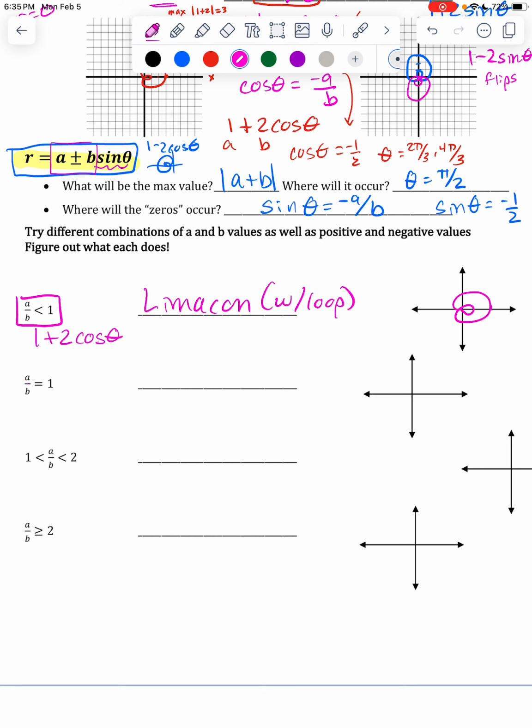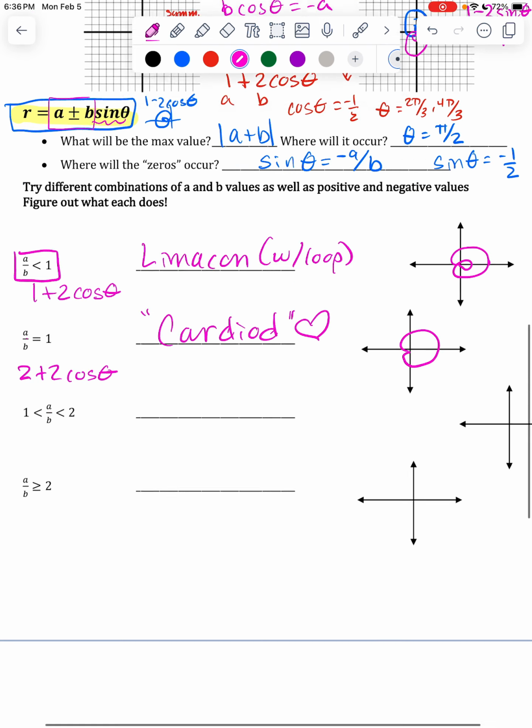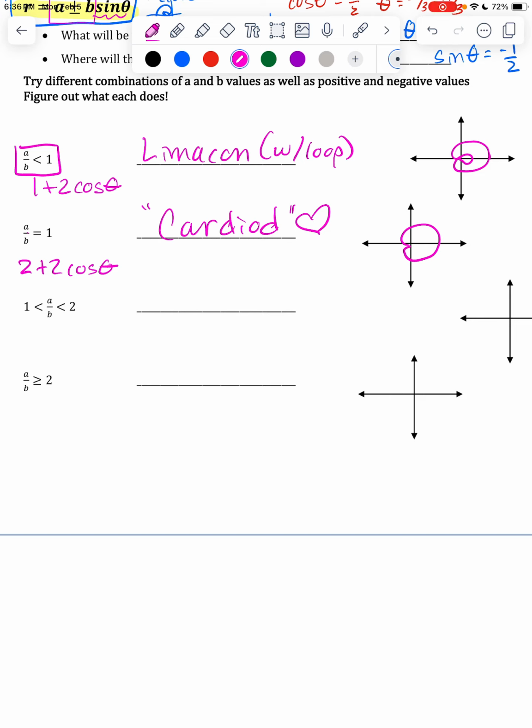How about a equaling b? Well, that would be like 2 plus 2 cosine theta. So let's go ahead and try that. On my calculator, I'm going to put in 2 plus 2 cosine theta, and I'm going to graph it. Okay, that actually has its own name called a cardioid. I think of it because it kind of looks like a heart, because instead of a loop, it comes to a point. But we're going to call it cardioid.